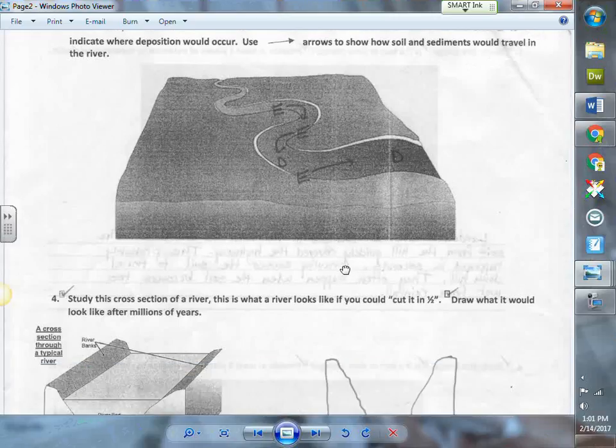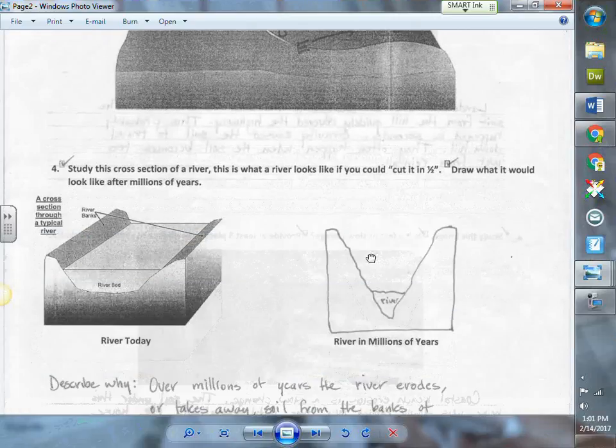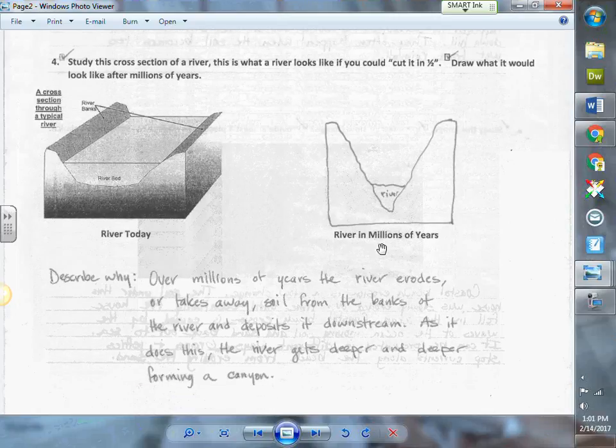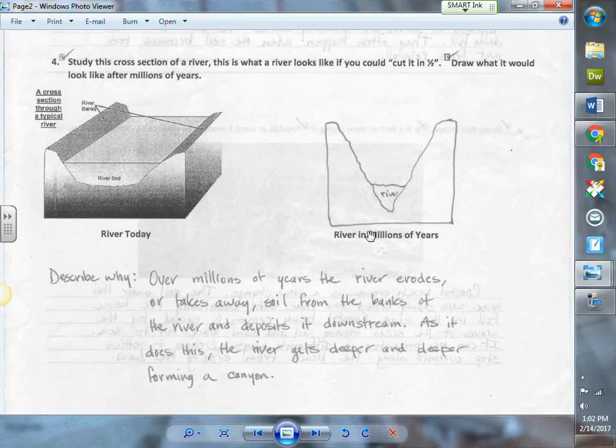Okay, study this cross-section of a river. This is what a river looks like if you could cut it in half. Draw what it would look like after millions of years. Okay, well, after millions of years of running through this river, what we would find is that the river would erode the banks of the river and the river bed. We would see that this would become more or less like a canyon. Okay, the river would be much further down below the surface of the land.